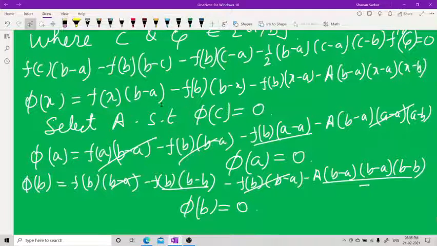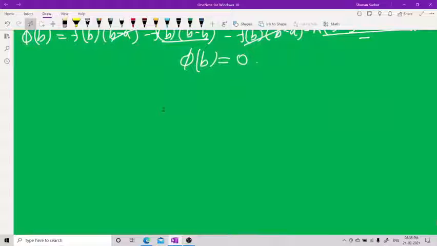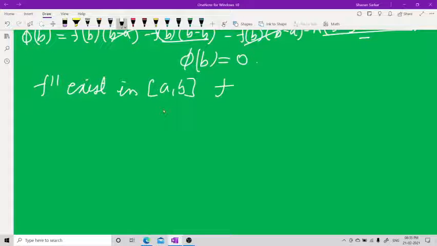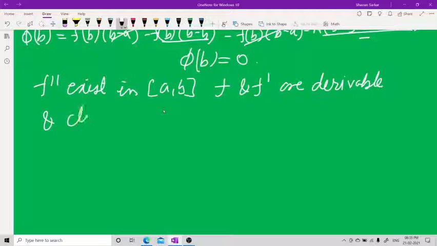Now, it is saying f double dash exists. That means in this interval AB, f and f dash are derivable and continuous on AB.